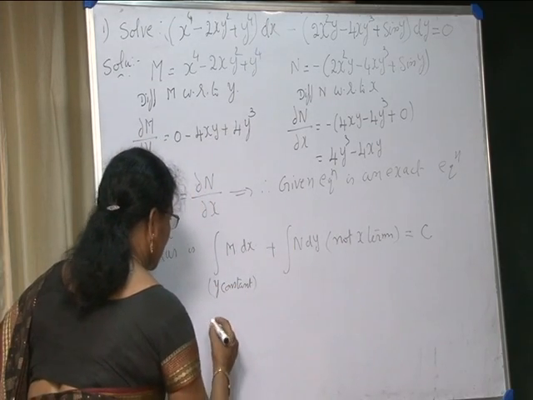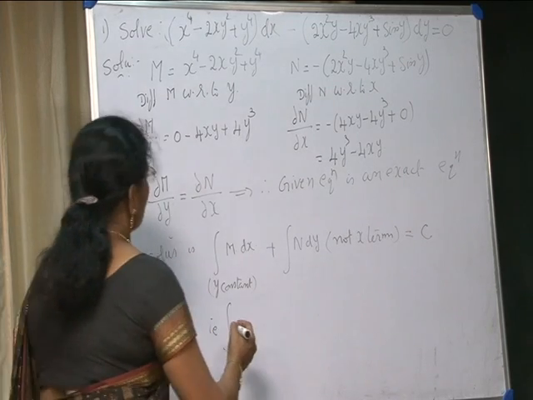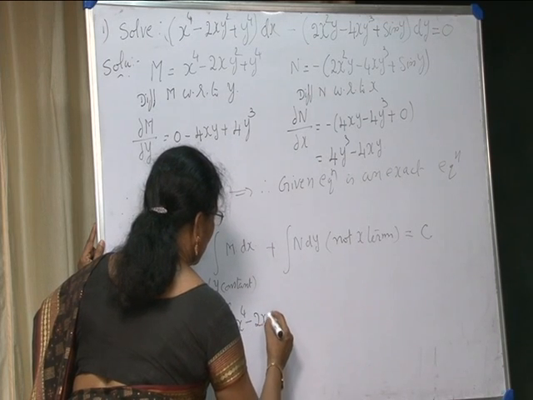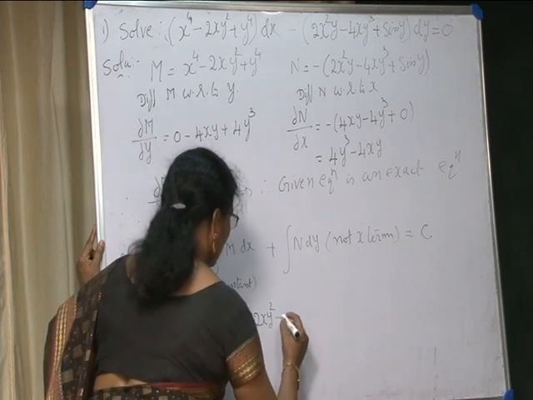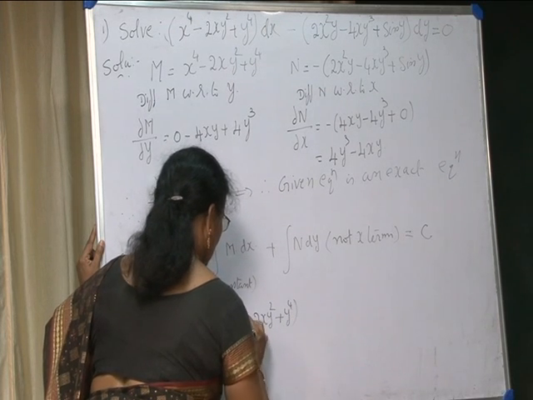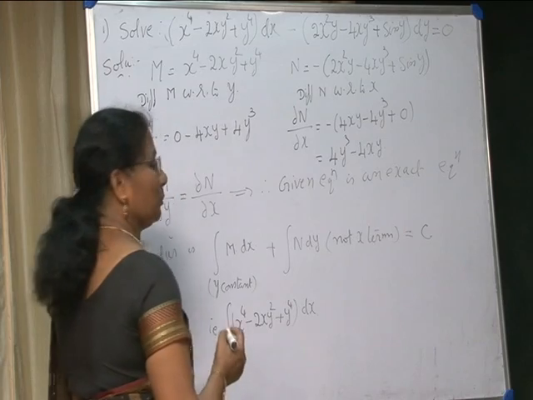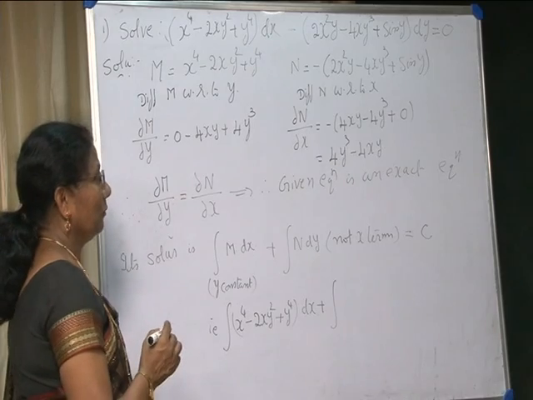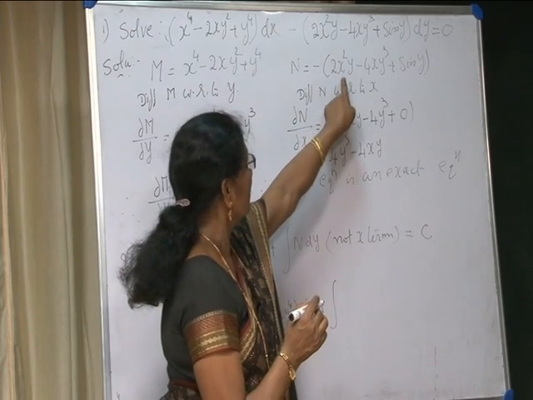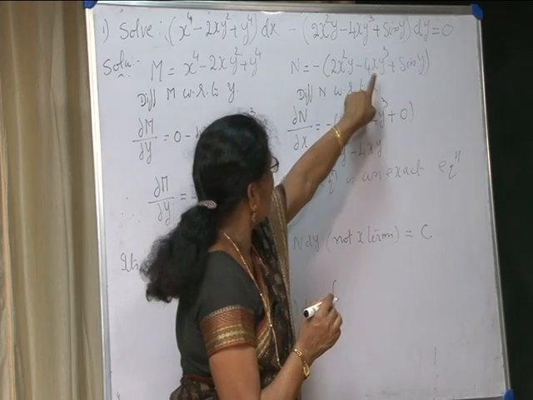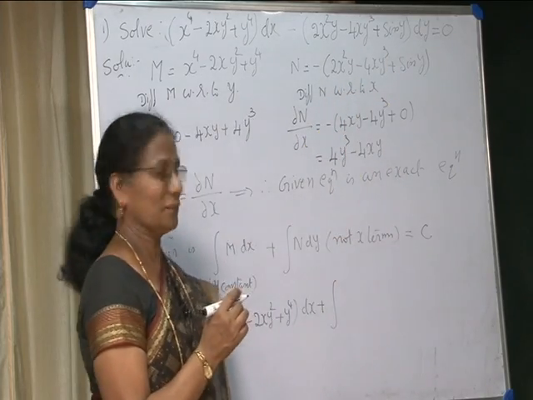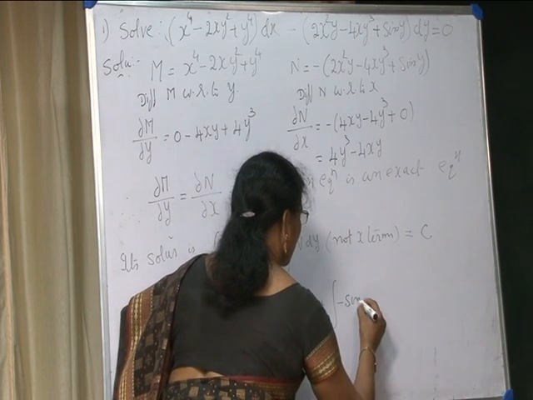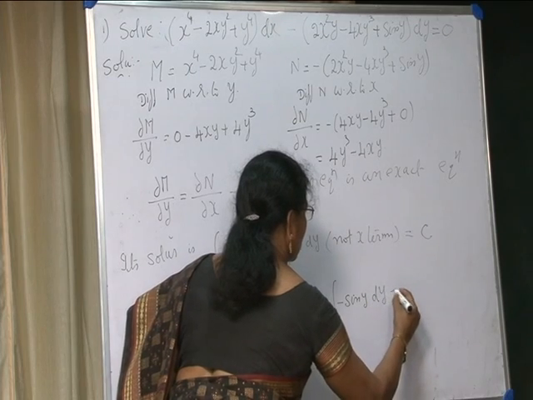That is, integration of M, which is x to the power of 4 minus 2xy squared plus y to the power of 4, with respect to x, plus integration of N with respect to y, but we should not take x terms. See, the first term contains x, the second term also contains x. So it is minus into minus, minus sin y, with respect to y, is equal to c.